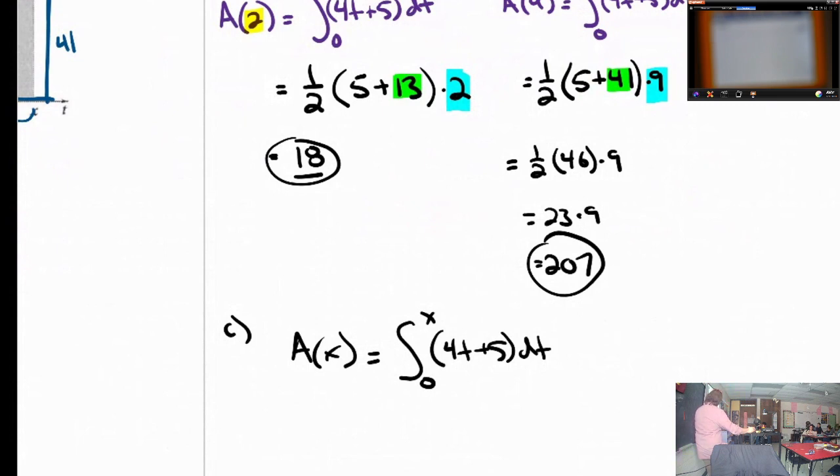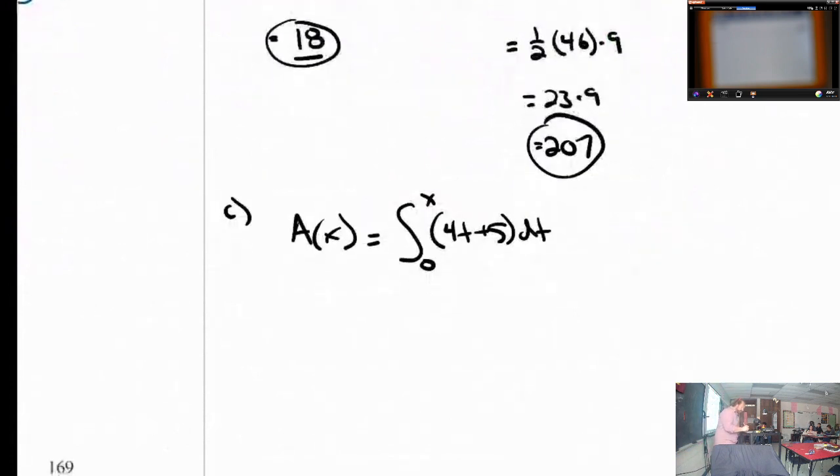But the number 13 and 41, we really got to think where those numbers are coming from. So let's at least write down what we know right now. We know it's going to be 1/2 times 5 plus something.